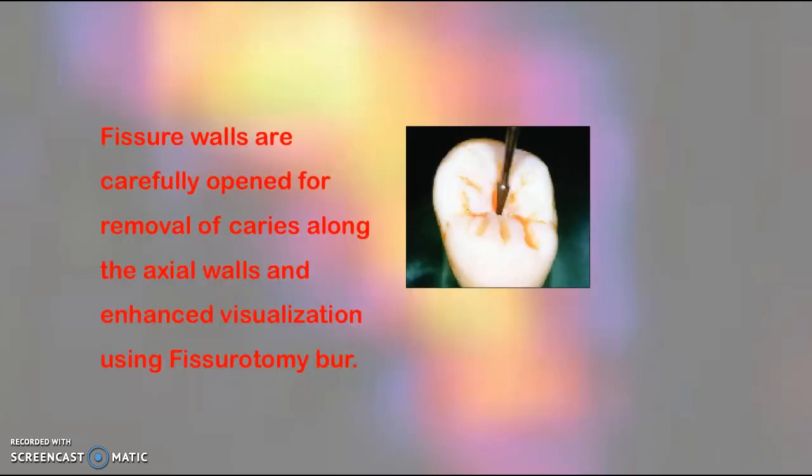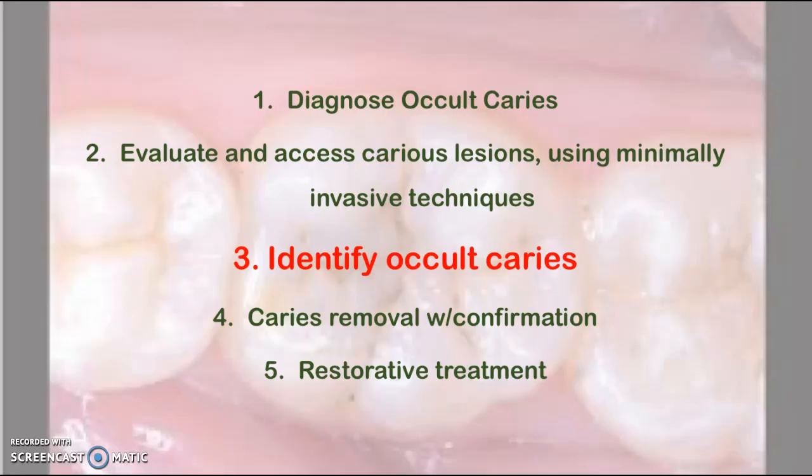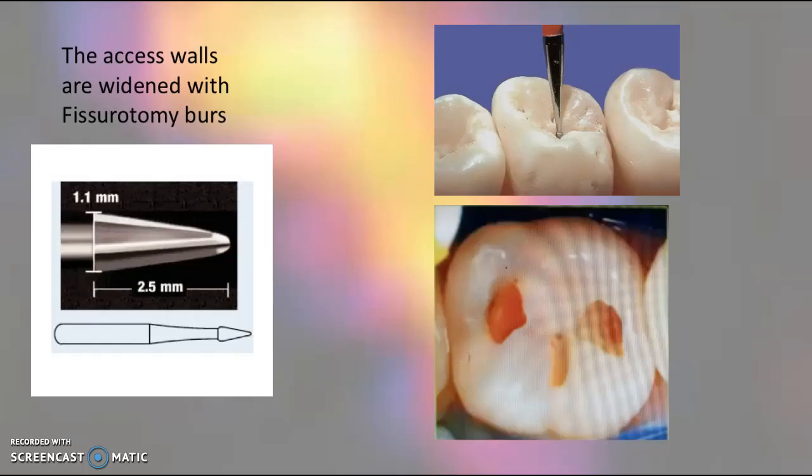So this picture here shows de-roofing of enamel using fissurotomy burr. What we do is we just give painting-like strokes against the discolored enamel to reveal underlying caries. Let's come to the third step, identifying the carious lesion. So in these pictures, we see how using only fissurotomy burr, we accessed the carious lesion. Second picture is the end result, the entire lesion has been revealed.